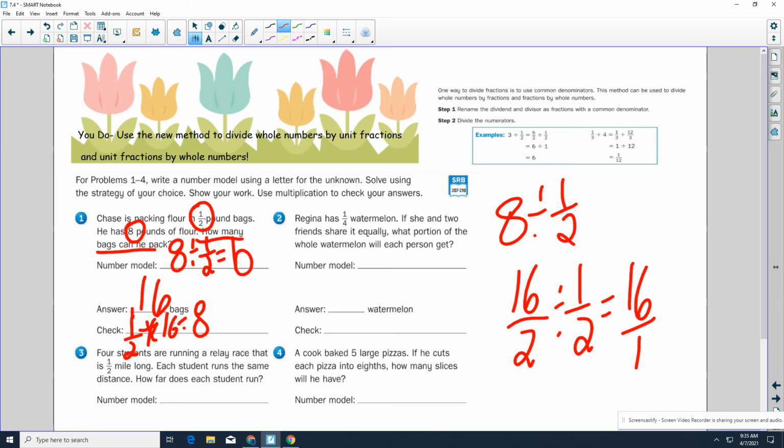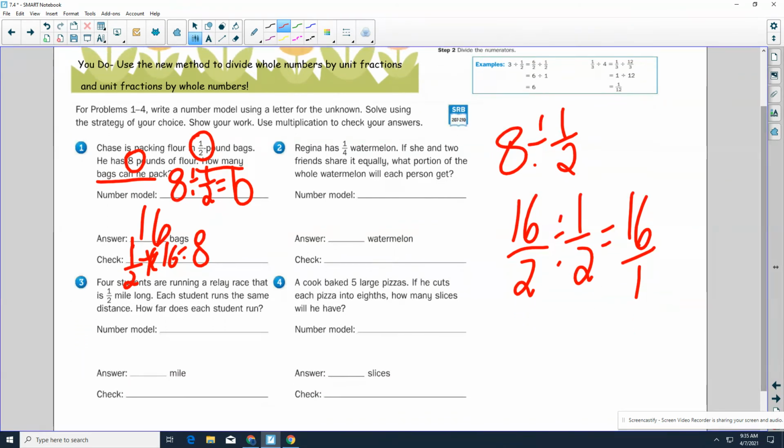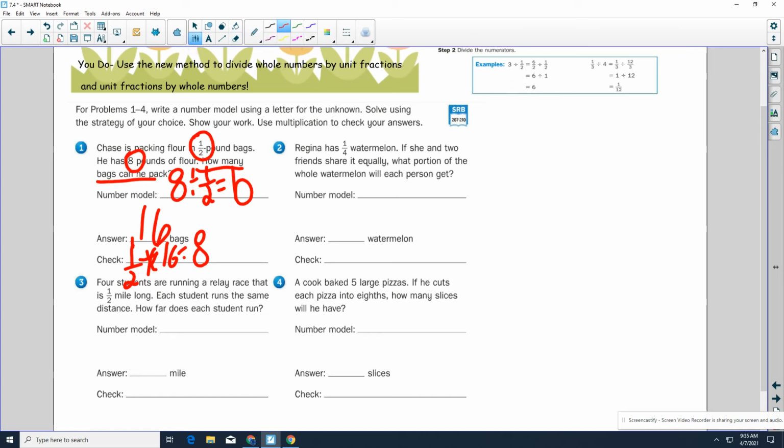Okay, so we'll look at the next 2, and then I'll have you try the last 2 on your own. Let me erase some of this work here. Okay, so Regina has 1/4 of a watermelon. If she and 2 friends want to share it equally, that equals 3 people, right? What portion of the watermelon would each person get?